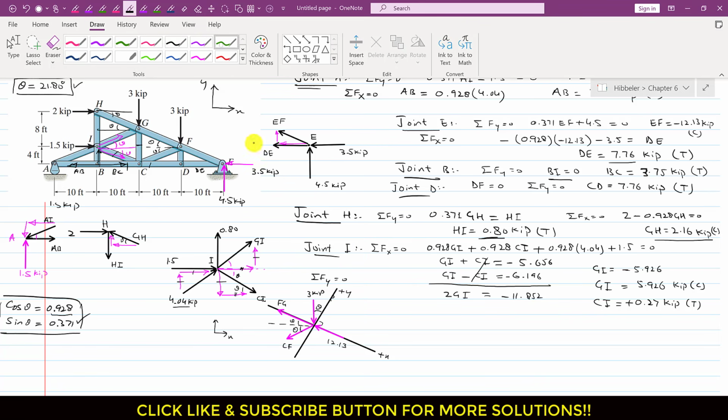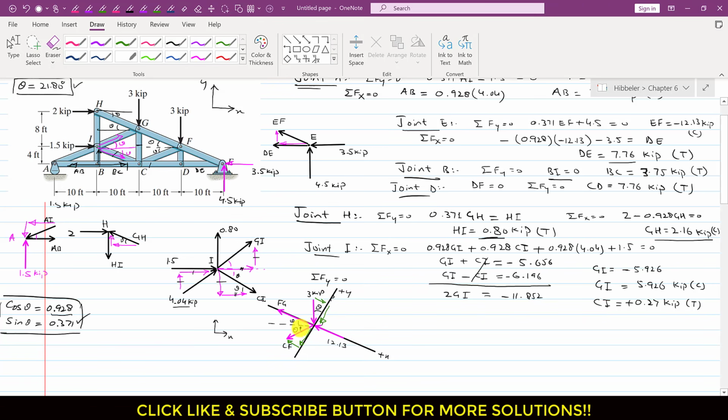So we will have this CF force with one component acting in this direction like this, and one component acting in this direction, right? And similarly this 3 kip force will have one component acting in this direction, and one component acting in this direction, right?